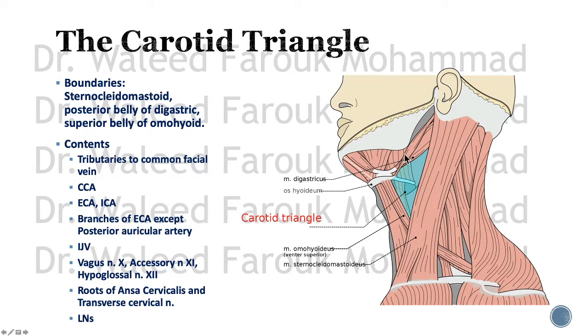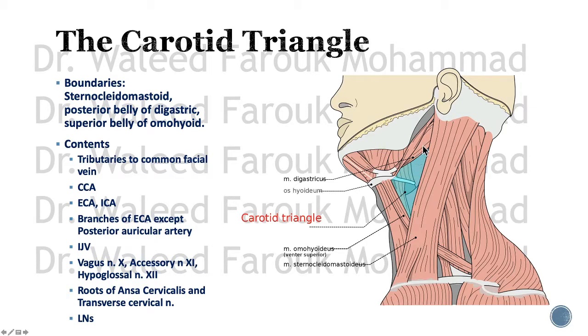The carotid triangle is a very important triangle. It has lots of things there, major events like the bifurcation of the common carotid artery, for example. And notice the boundary of the triangle.